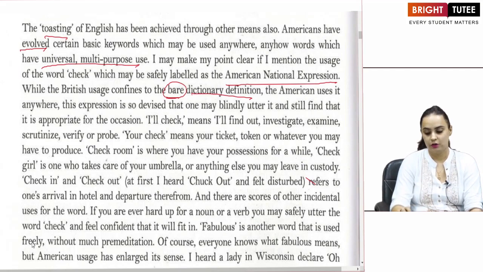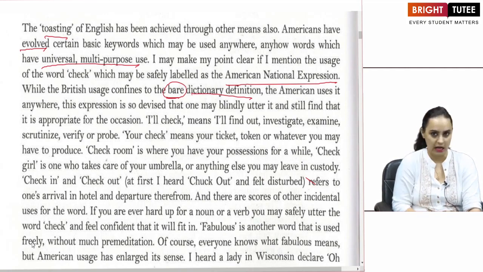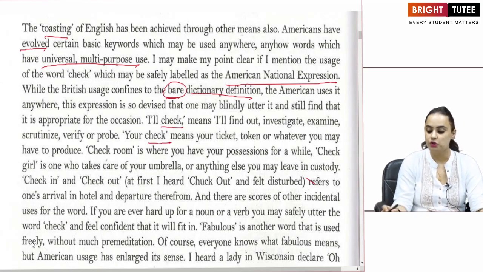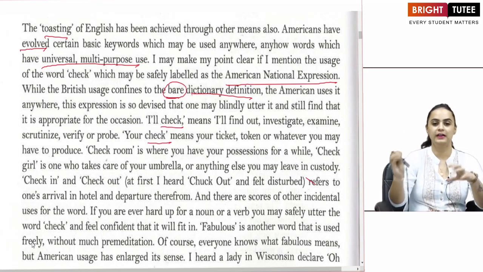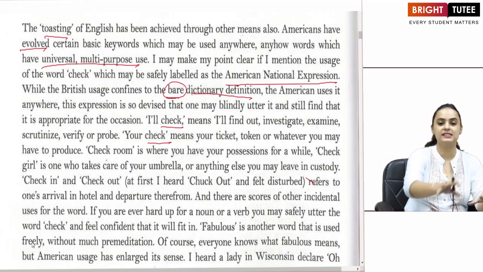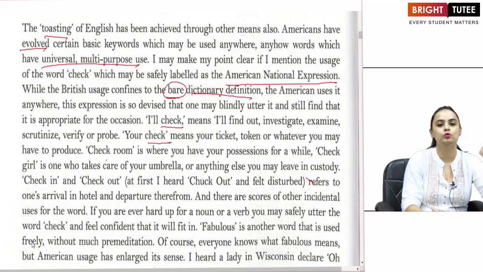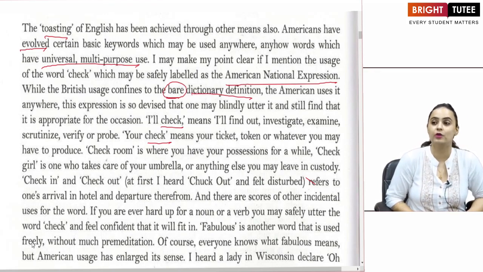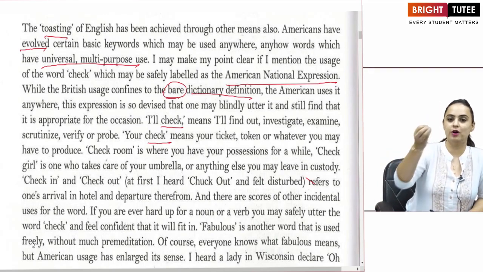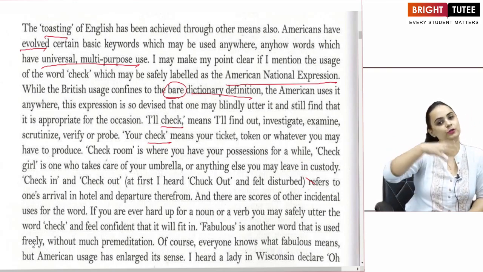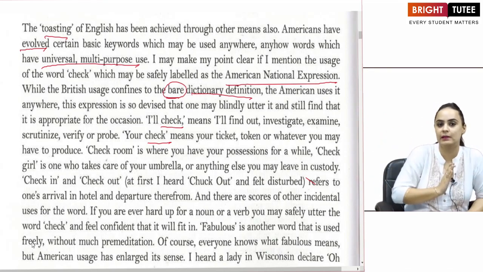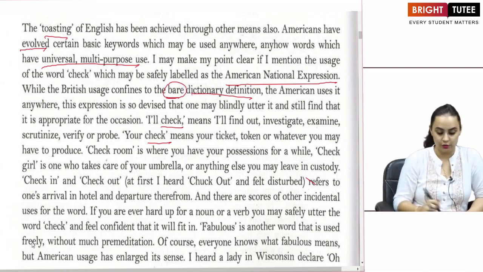Your check means your ticket, or your token, or whatever you may have to give to somebody else. Check room is where you have your possessions for a while. So, the room wherein you can keep your things safely for some time. You know, this is something that we do. You go out, you travel to some place and you are not able to get a room for yourself and you have to go and find one. So, you can keep your luggage in the check room and then you can just be sure about it. You can do whatever chores you have to and can return and take back your luggage from there. So, that is a check room.